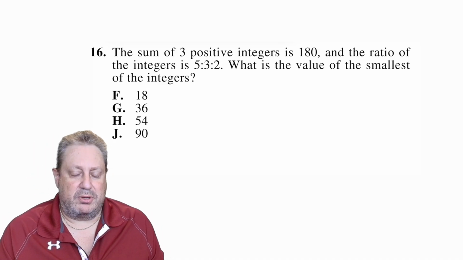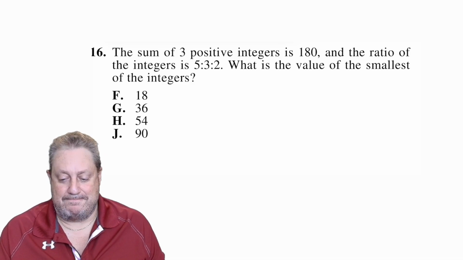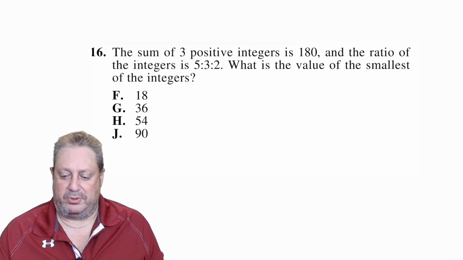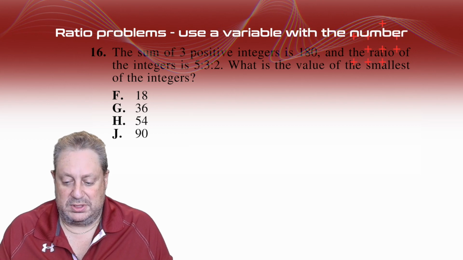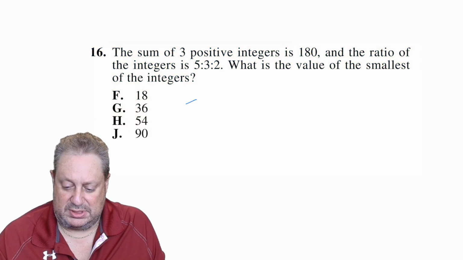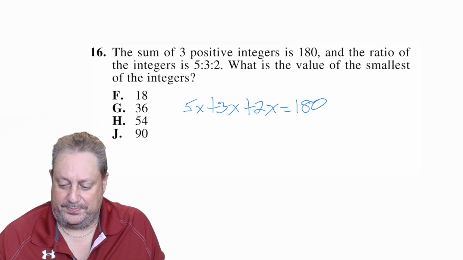So the mistake most students make is they think the actual numbers are 5, 3, and 2. No. It could be 10, 6, 4, could be triple these numbers. All we know is it's in this ratio. So the way to solve these is always put a letter after the number. So what we do here is we'd say 5x plus 3x plus 2x, and that's going to equal 180.